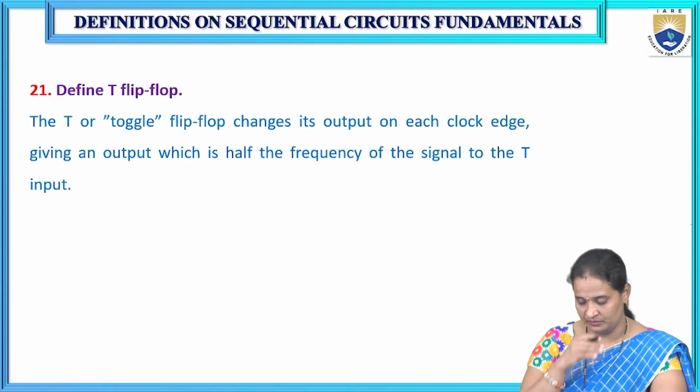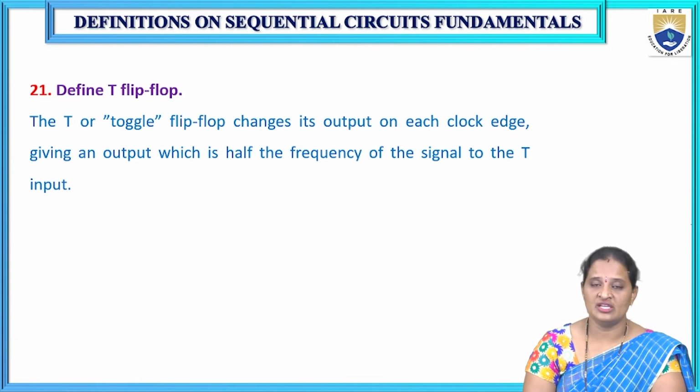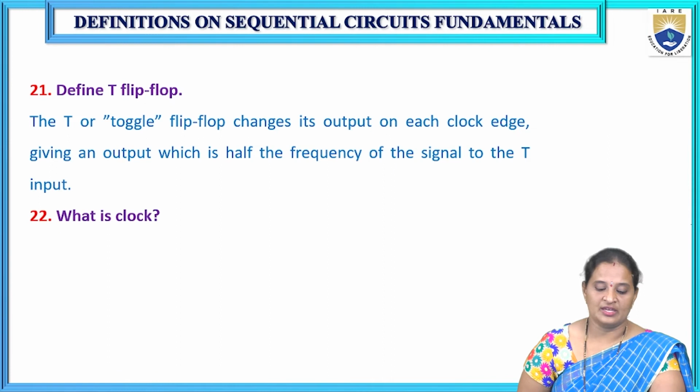So toggle, T flip-flop is also said to be toggle flip-flop, which changes its state on each clock edge, giving an output which is half of the frequency of the signal to the T input.